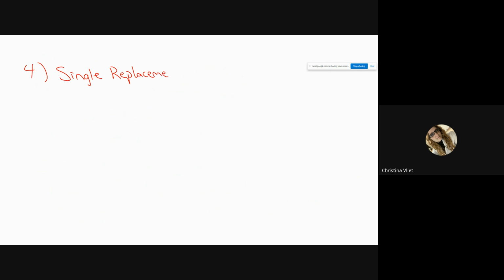Single replacement. So type 4 is single replacement, and we've got this situation. We've got whatever A is plus BC, and then there's going to be some kind of swap likely, so you get AC plus B. Writing out an example, just one that we've seen before. Do you think that this type is sometimes, always, or never redox? Always. Because you're always going to have an element by itself going into an element in a compound, and an element in a compound going to an element by itself.